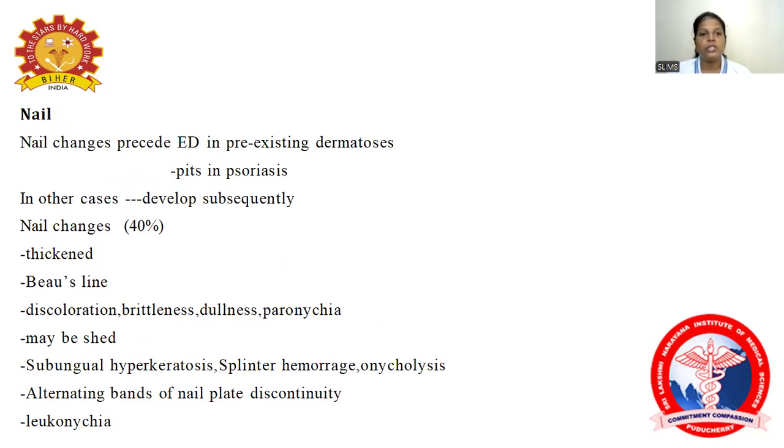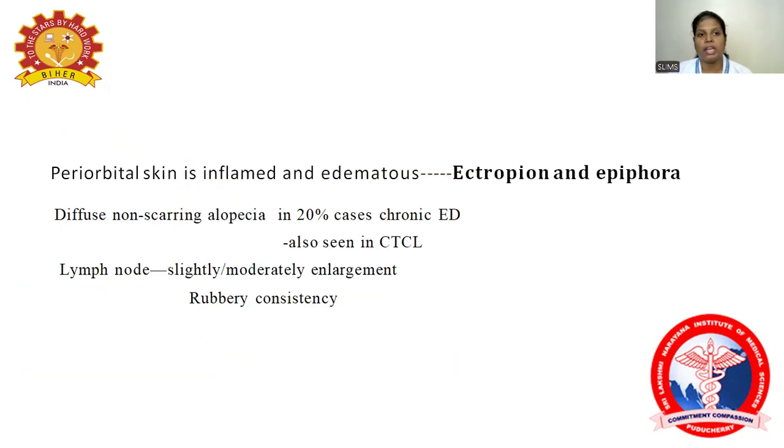Coming to the nail changes in erythroderma, nail changes are present in erythroderma with pre-existing dermatosis. There can be pits in psoriasis. In other cases, they develop subsequently. The nail changes are seen in about 40%. The changes are like thickening of the nail plate, Beau's lines, discoloration, brittleness, dullness, paronychia, and maybe shedding, subungual hyperkeratosis, splinter hemorrhage, onycholysis, and alternating bands of nail plate discontinuity and leukonychia.